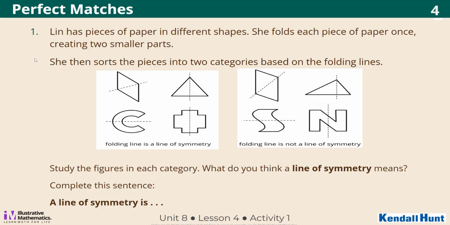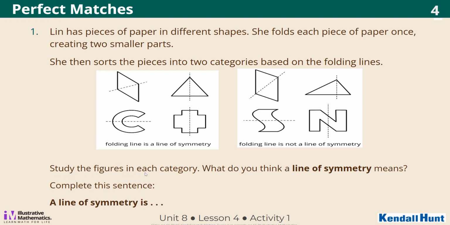All right, so the next part is going to be regarding the idea of symmetry. So on this slide, we see that Lynn has pieces of paper in different shapes. She folds each piece of paper once, creating 2 smaller parts. She then sorts the pieces into 2 categories based on the folding lines. In this category, the folding line is a line of symmetry. And in this category, she says the folding line is not a line of symmetry.